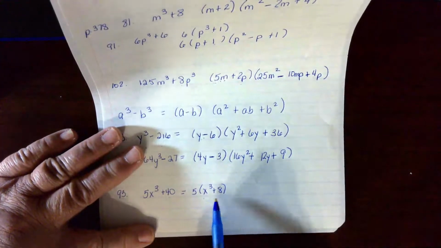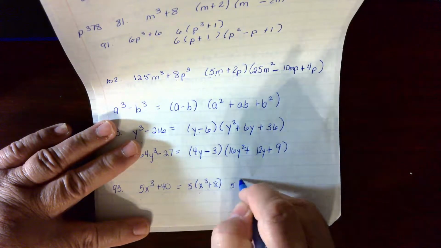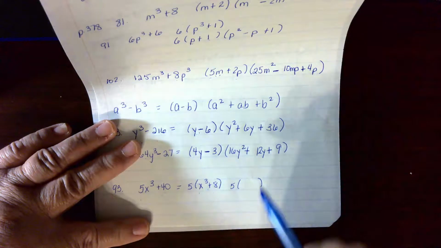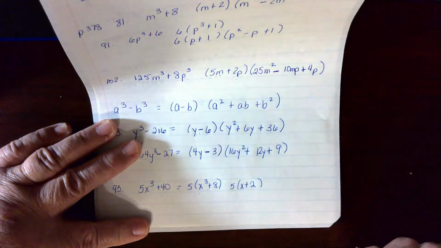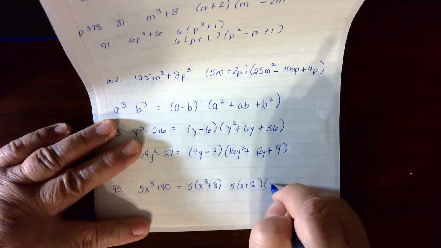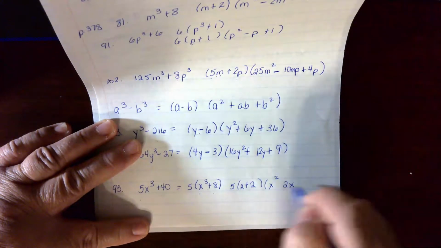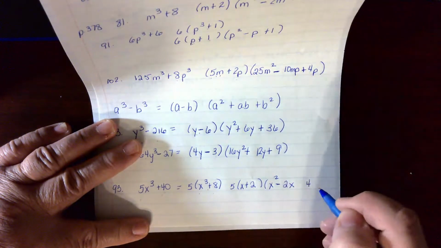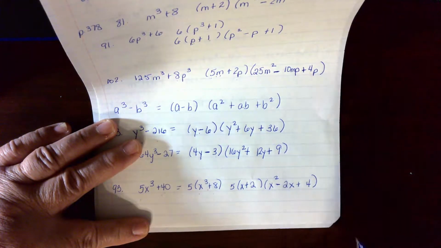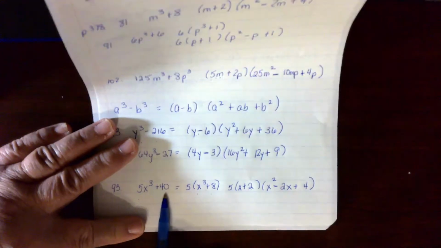Then it is perfect cubes. This is a sum. So you keep the 5. You do the 2 cube roots. If that's plus, that's plus. Then you square the first one. You multiply them together. And you square the last one. If that's plus, that's minus. This one's always a plus. And so that would be the factorization for this.